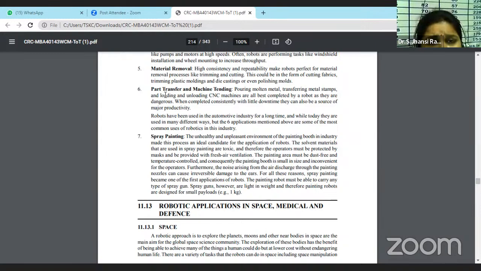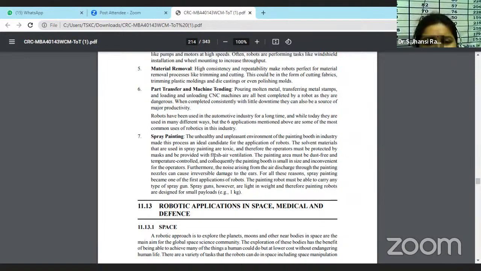There also, robots are being used for part transfer and machine tending. There are certain industries where part transfer is a very heavy task which human beings cannot do as machines do. So in place of human beings, robots are being used, which is easy. Robots easily handle the movement of parts for the machines for assembly purposes. Under this, we have different applications used for part transfers.